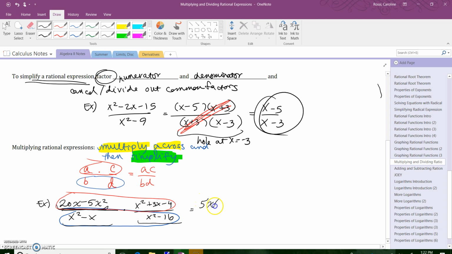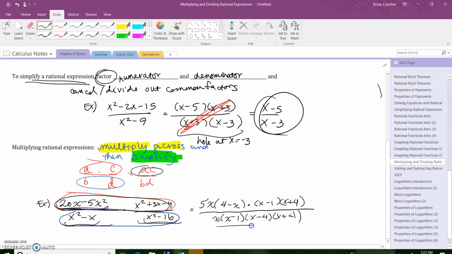Let's try and take out a 5x. That would leave 4 minus x, and then in my other numerator, x minus 1 and x plus 4. Okay, that is all one numerator now because when you multiply, your entire numerator goes together. So right here, this is another GCF, and then this is a difference of 2 squares. So I can put all those factors together because now I just have one fraction here.